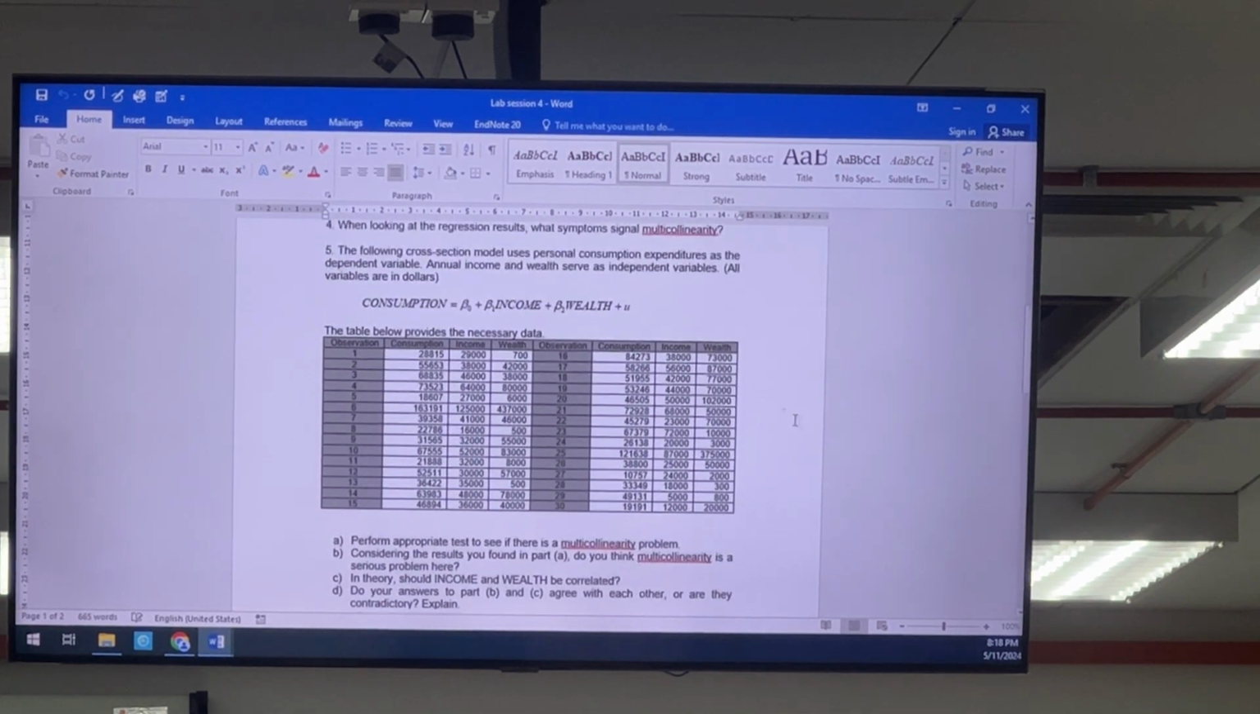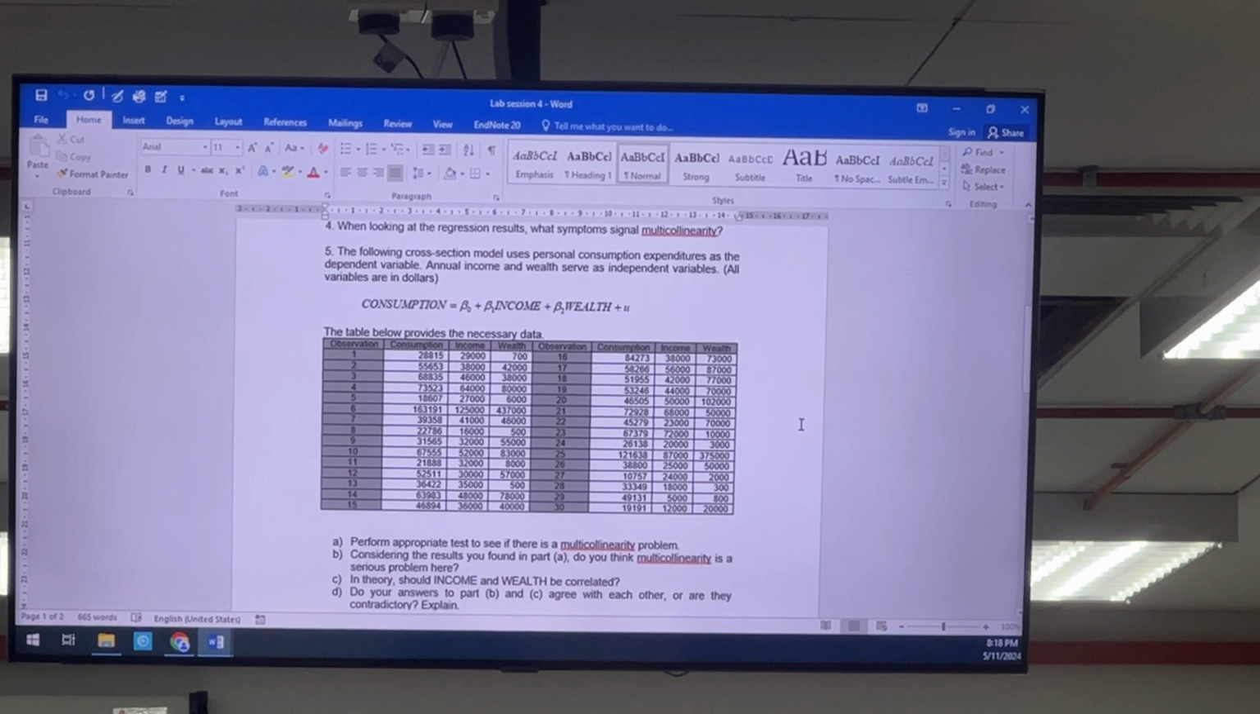Number 5, so we have this just like before: consumption, income and wealth. The following cross-section model uses personal consumption expenditure as the dependent variable. Annual income and wealth serve as independent variables. Perform appropriate tests to see if there is a multicollinearity problem.